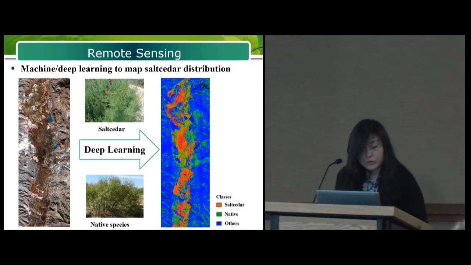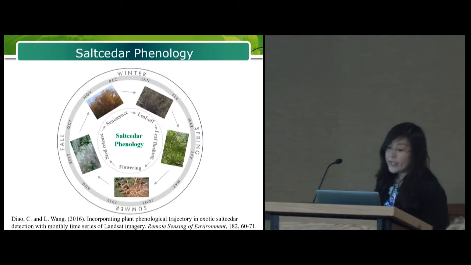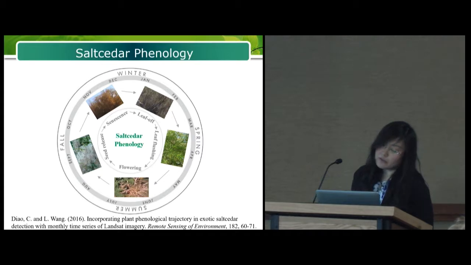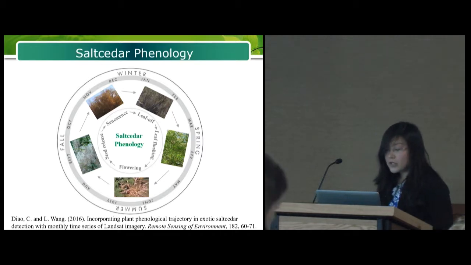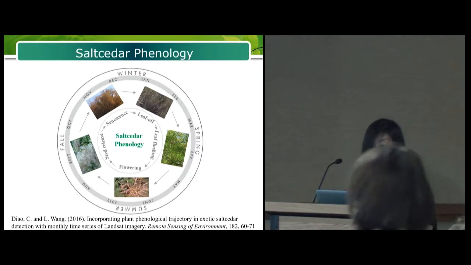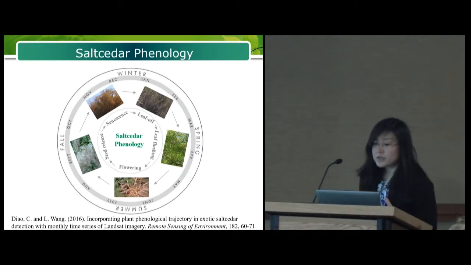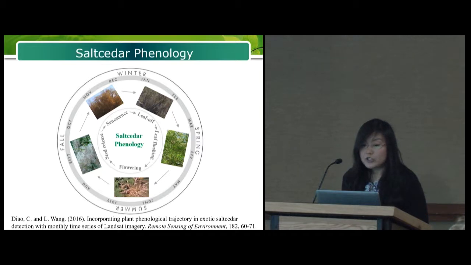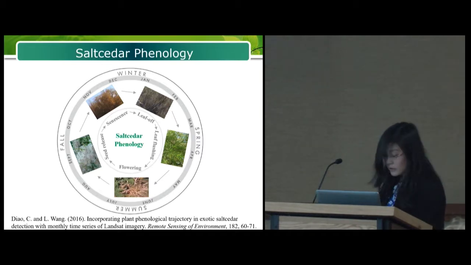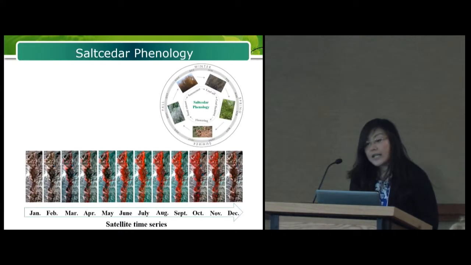So in order to improve our model performance, in our previous work, we tried to investigate a more comprehensive set of features that might help train the machine learning models to do this species-level identification, especially to incorporate the features in the phenological cycles using the time series of satellite imagery acquired throughout the year.